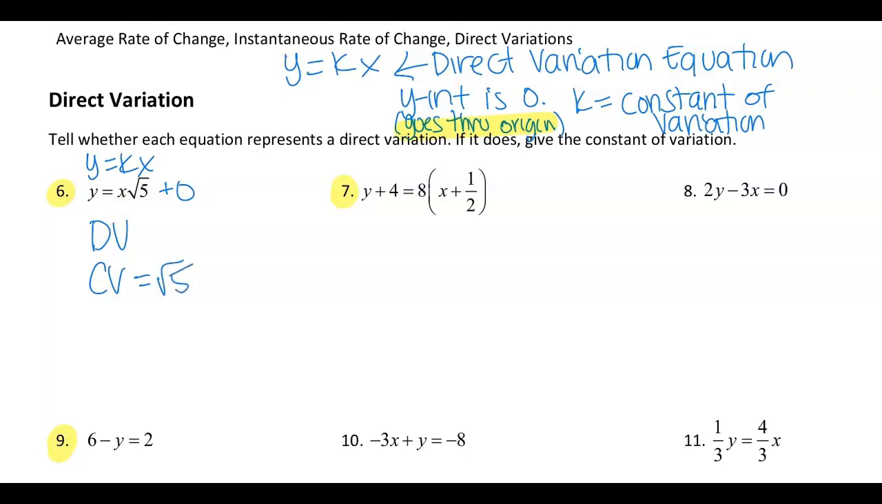So your constant of variation is just the square root of 5. The x is literally attached behind it for this question, but it's still your constant of variation. It's acting as your slope. So right now, you guys are going to do numbers 7 and 9. Determine first if it's a direct variation, so does it go through the origin? And if it is, give me the constant of variation. If it's not a direct variation, obviously just put no dv for not direct variation and then move on. I'm going to give you a quick 2 minutes.